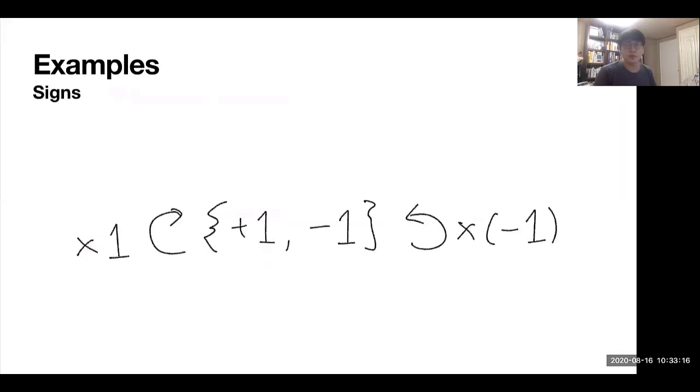And another example is you look at the set of two numbers, +1 and -1. And you're considering two different transformations. One of them is multiplying by 1, which is leaving both of your elements invariant. The other one is multiplying by -1, which switches your elements. Okay, so that's another algebraic example, considering signs on real numbers.